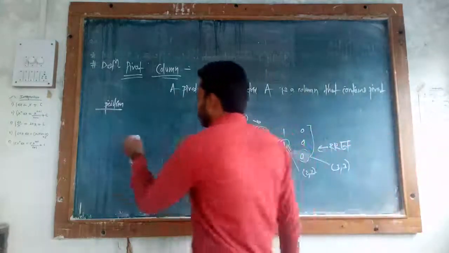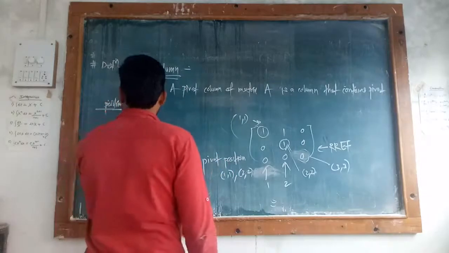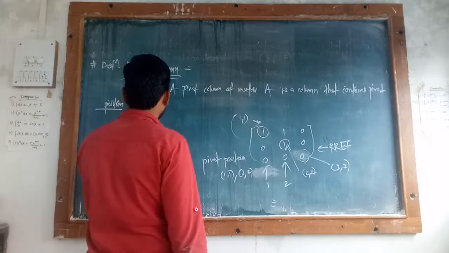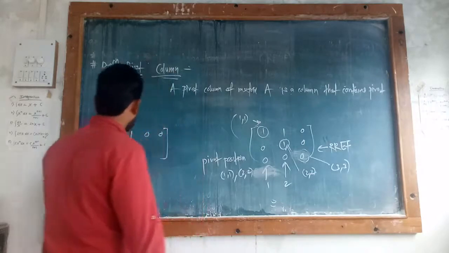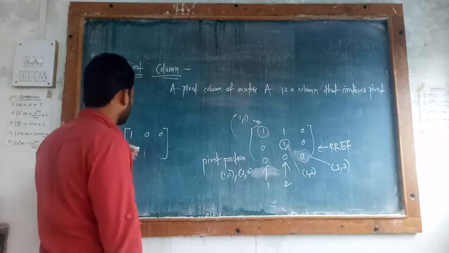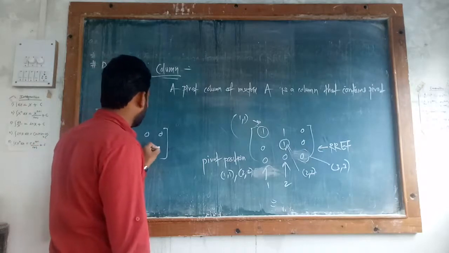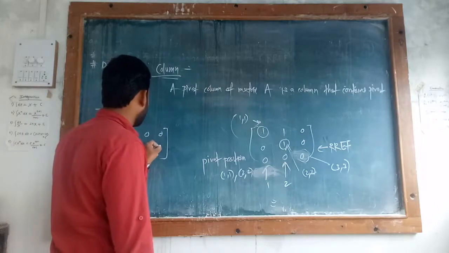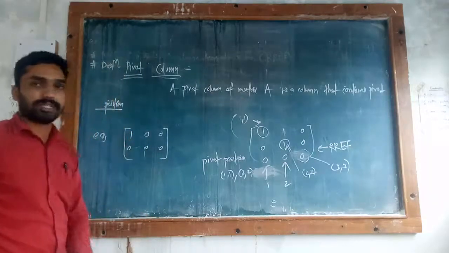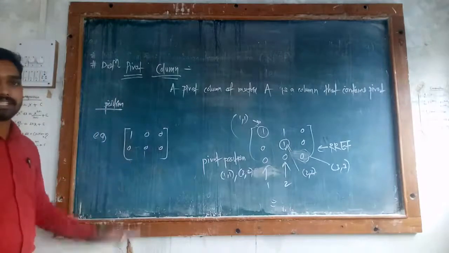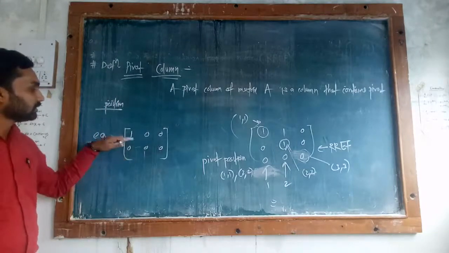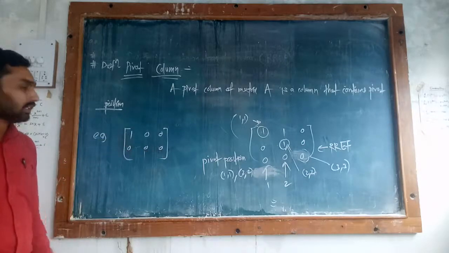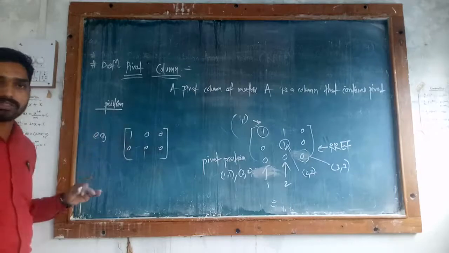Suppose this is your matrix: 1 0 0, and 0 0 0. This matrix is in echelon form. Yes, in your first row the leading entry is 1 and your second row is a zero row, so all non-zero rows are above the zero rows.